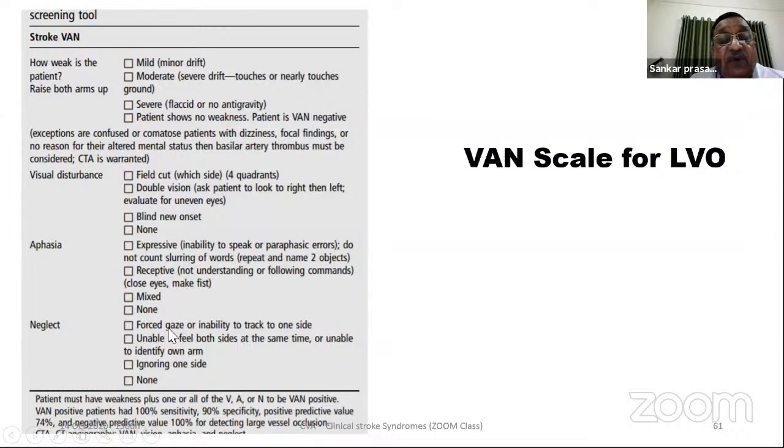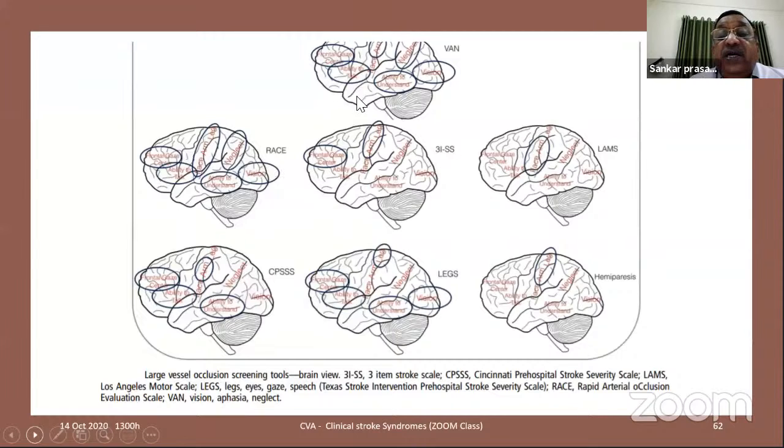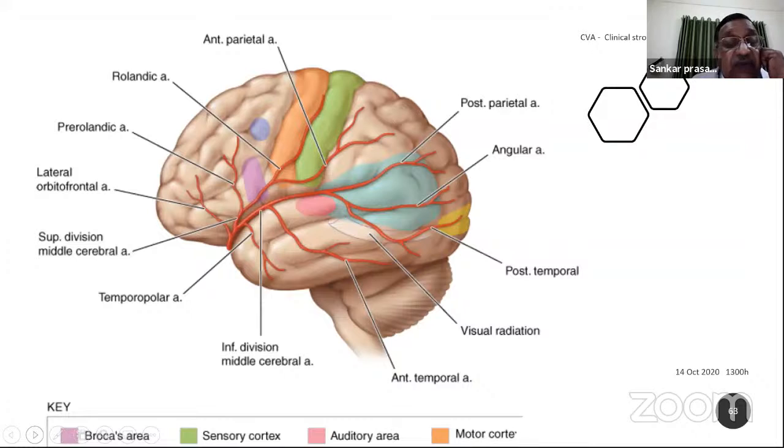Then you look for the forced gaze or inability to track to one side, being unable to feel both sides at the same time, and ignoring one side. All these features will tell you neglect. So these three examinations will tell us our stroke is because of large vessel occlusion, and we should intervene. See, the large vessel occlusion strokes means we have already known these areas, and these areas, if they are damaged, will give rise to disturbances in a VAN scale. So these are the arteries that can be disturbed.